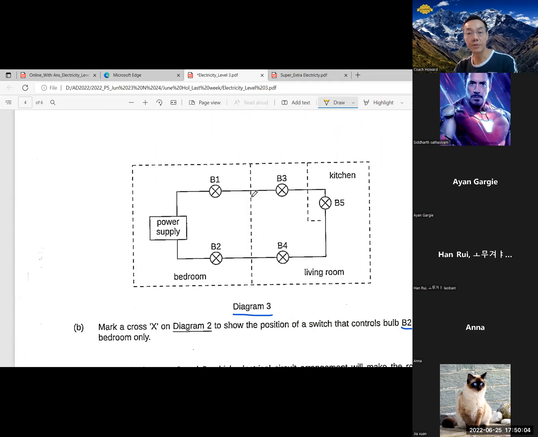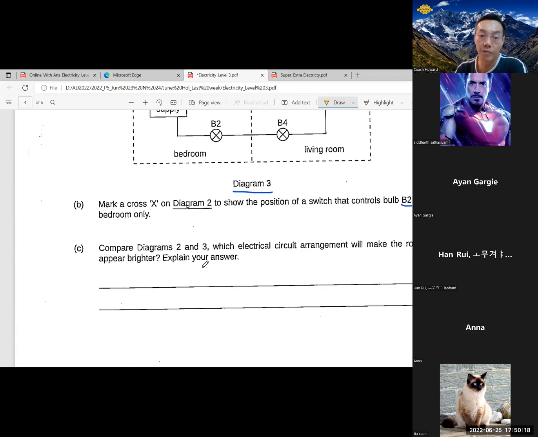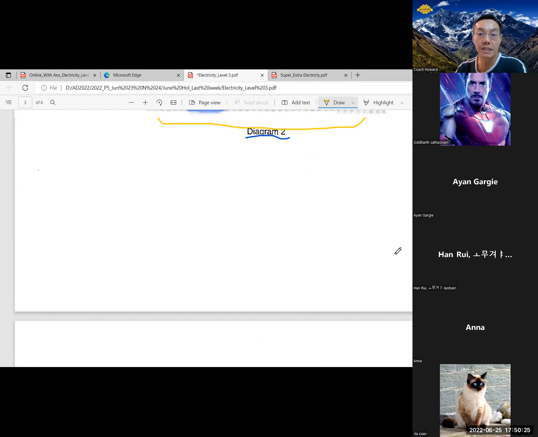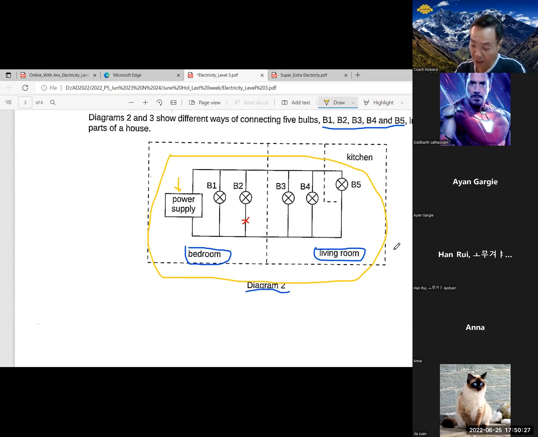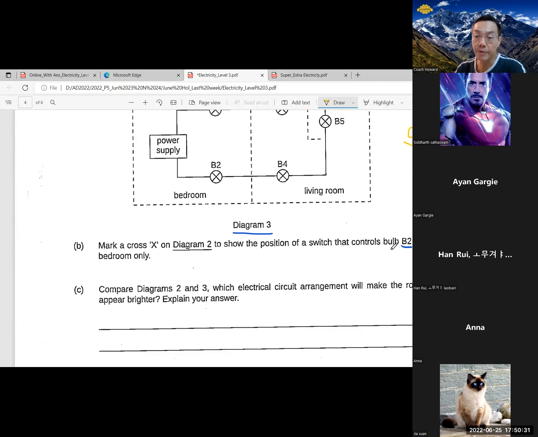And then here, if you notice, these 5 bulbs are connected in series, correct? So if you learn in theory, bulbs connected in parallel will be brighter than those connected in series. So the answer is very obvious. They say, which electrical circuit arrangement will make the room brighter? So it's actually this one, the arrangement in diagram 2. Then you need to explain, right?